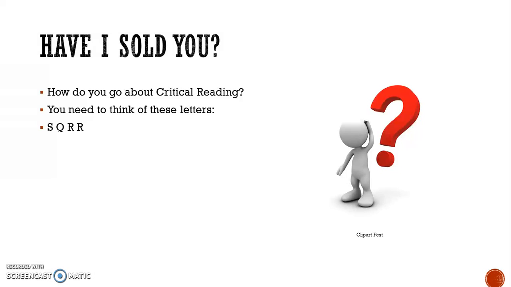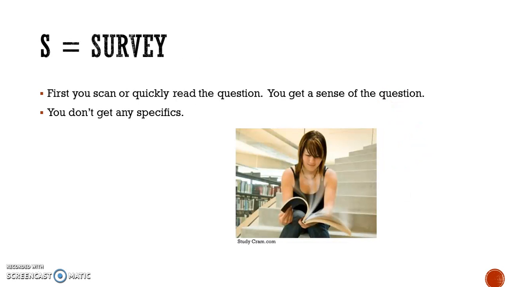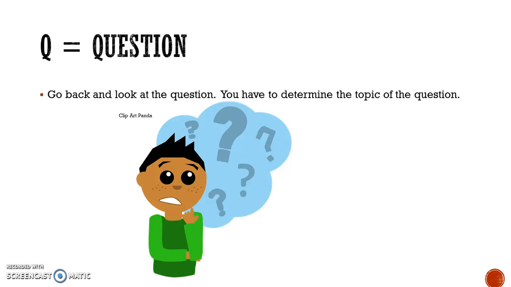In critical reading, there are 4 steps in the process, and they are represented by the letters S, Q, R, R. S stands for survey. You're going to scan and quickly read the question to get a sense of the question. You're not going to get any specifics whatsoever, just a sense. Scan. Q, question. You're going to go back and look at the question, and at that time, you're going to determine the topic of the question. Where are you going to get that answer?